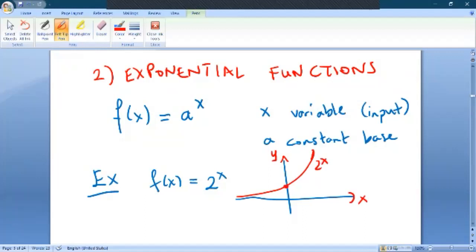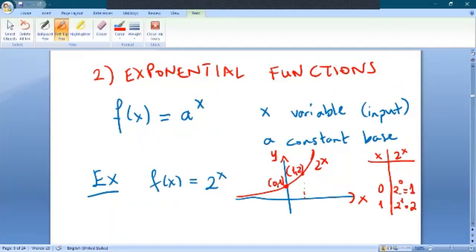When x is 0, then 2 to the x will be 2 to the 0. The 0 power of any number is 1. So it's going to be this point, 0, 1. If x is 1, then it's going to be 2 to the 1. But the first power of any number is that number. So it's going to be this point.